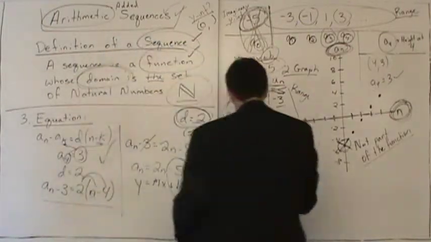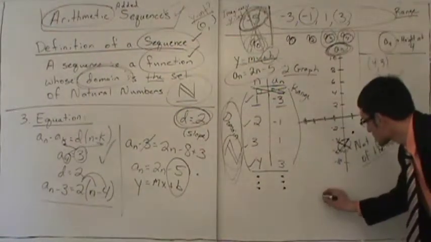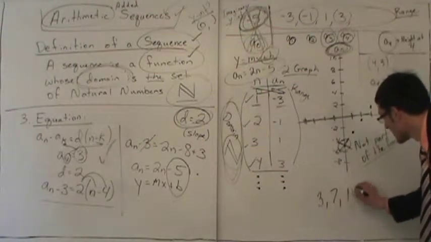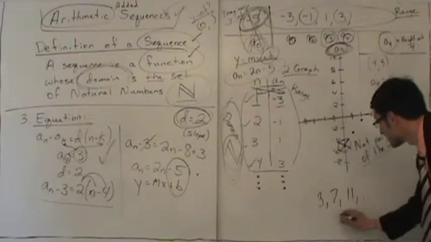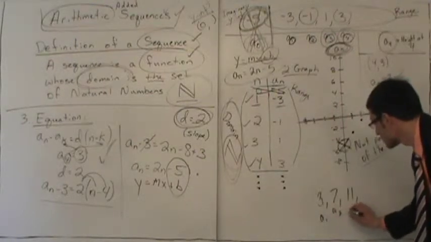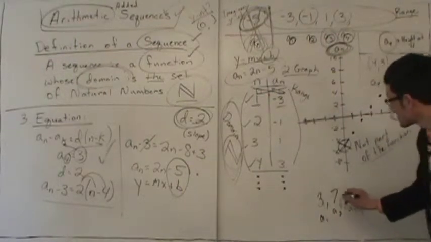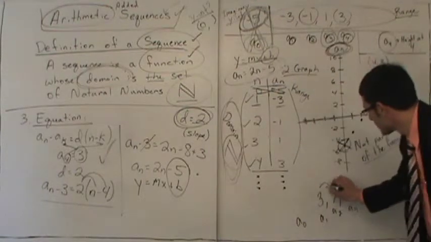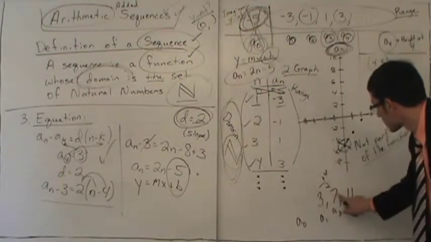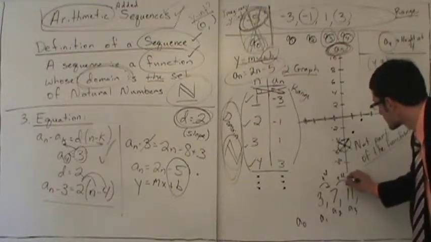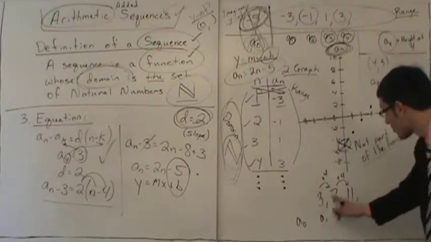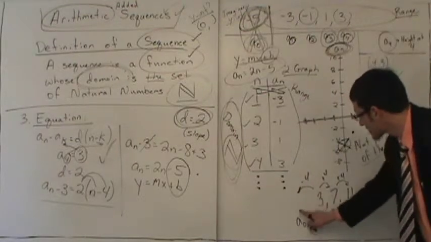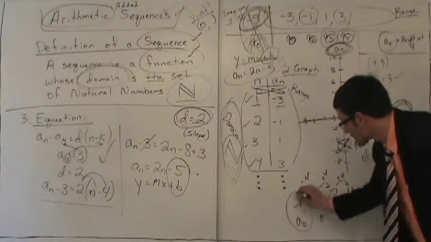For instance, watch. If I give you a sequence, 3, 7, 11, dot, dot, dot. This is a sub 1, a sub 2, a sub 3. What is that imaginary y-intercept, a sub 0, if it did exist? Notice to go forward is to add 4. 3 plus 4 is 7. 7 plus 4 is 11. So to go forward or to the right is to add 4. To go backwards would be to subtract 4. 3 minus 4 gives negative 1.